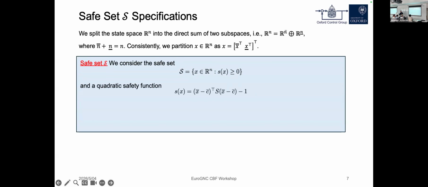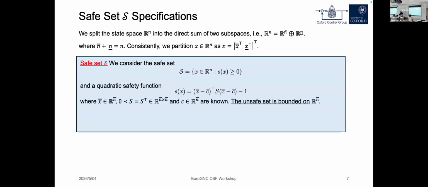It actually defines where the obstacle is on the state space, right? And by assumption, we assume this S is positive definite and symmetric. It is natural, as by this definition, we actually assume the unsafe set is bounded on R overline, which means that you have a bounded obstacle on the state space you define.